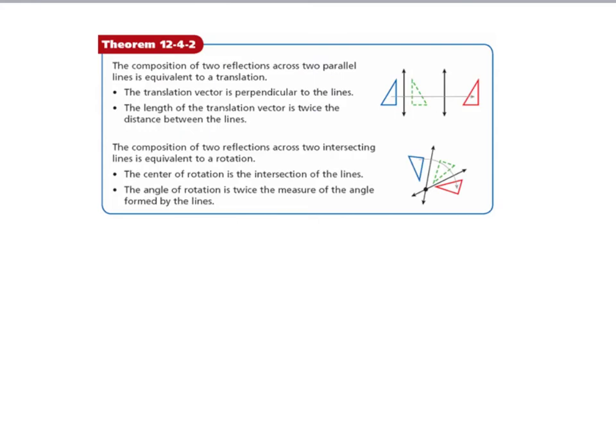Now what happens if I take 2 reflections across 2 intersecting lines instead of parallel lines? So if I've got 2 lines that intersect and I do 2 reflections, from the blue reflected to the green, and then if I took the green and reflected along the line to get the red, that's actually just going to be a rotation. So instead of 2 parallel lines giving a translation, if they're 2 intersecting lines, you get a rotation. The center of rotation will be the intersection of those 2 lines, and the angle that we rotate will be double the angle between my 2 intersecting lines. So that's a good piece of information to know because we're going to utilize it in our last example.